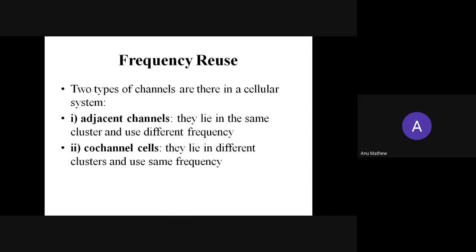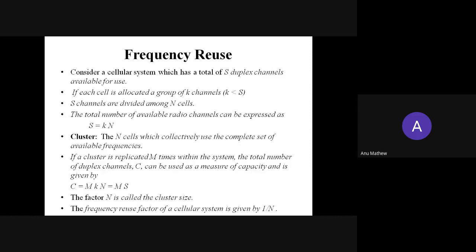In frequency reuse, there are 2 different types of cells: adjacent cells and co-channel cells. Adjacent cells lie in the same cluster but use disjoint frequencies. Co-channel cells lie in different clusters but use the same frequency. So these are the 2 different types of cells. Now we will see frequency reuse in detail.